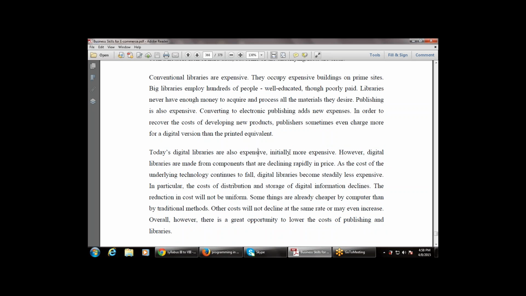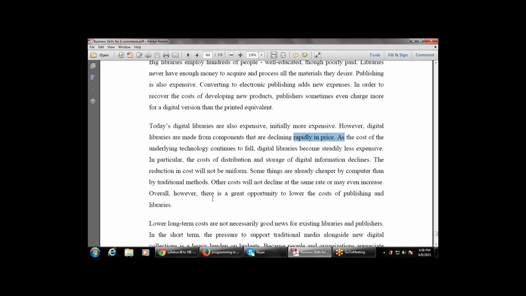Next, today digital libraries are also expensive, initially more expensive. However, digital libraries are made from components that are declining rapidly in price. So when I compare the traditional library to the digital library, the cost of the traditional library is much higher than the digital library.